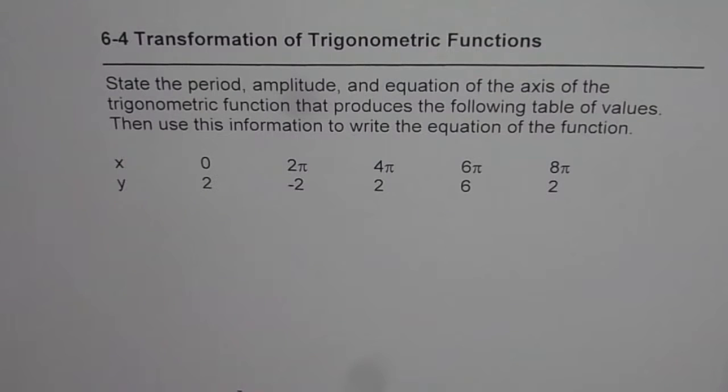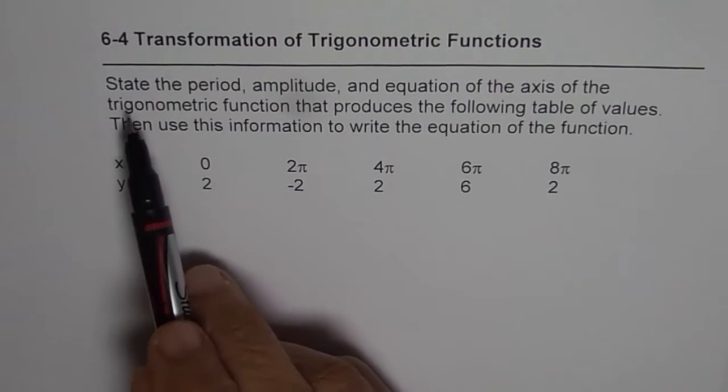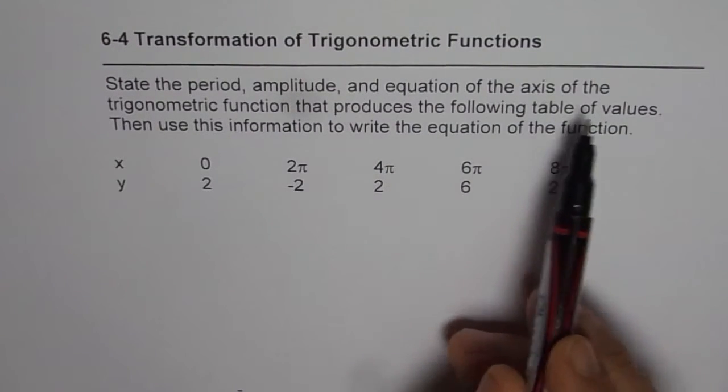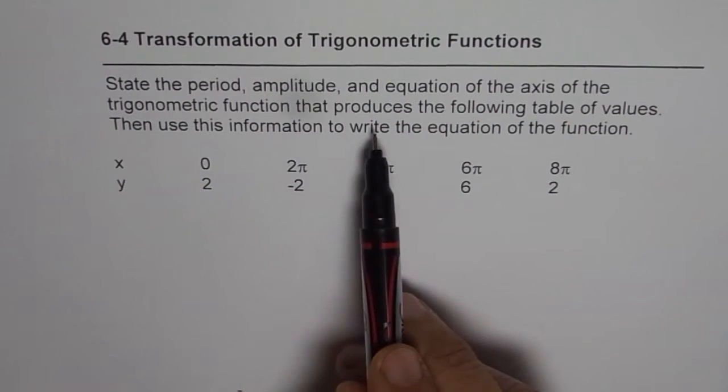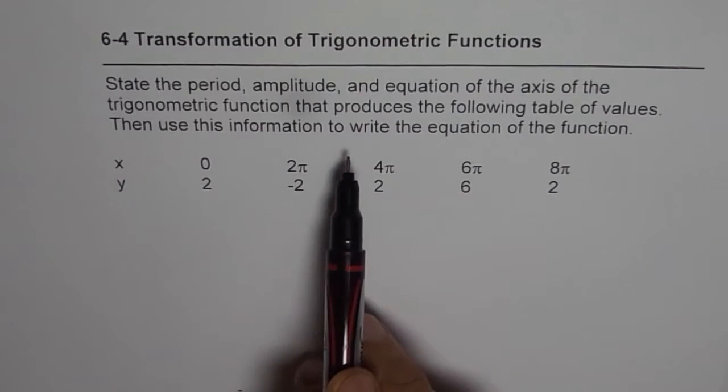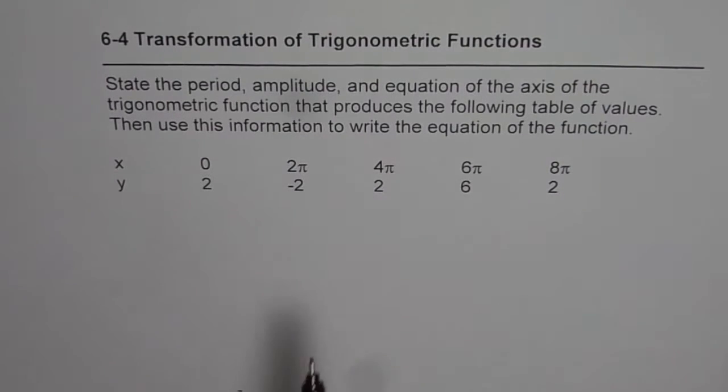I'm Anil Kumar, and in this video we'll try to understand how to write an equation for a trigonometric function from the given data. The question here is: state the period, amplitude and equation of axis of the trigonometric function that produces the following table of values. Then use this information to write the equation of the function.